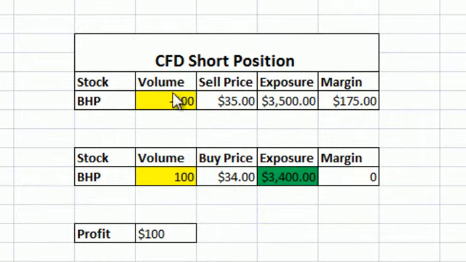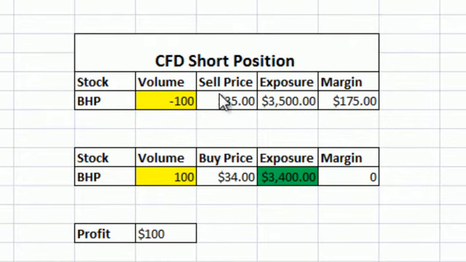CFDs. So in this case, and depending on the provider you're with, you'll find that when you do take a position that's short, it will have a negative volume. So it'll be denoted by a negative volume because initially you never held any BHP, and therefore by selling 100 you would be short 100 BHP. Therefore the negative.